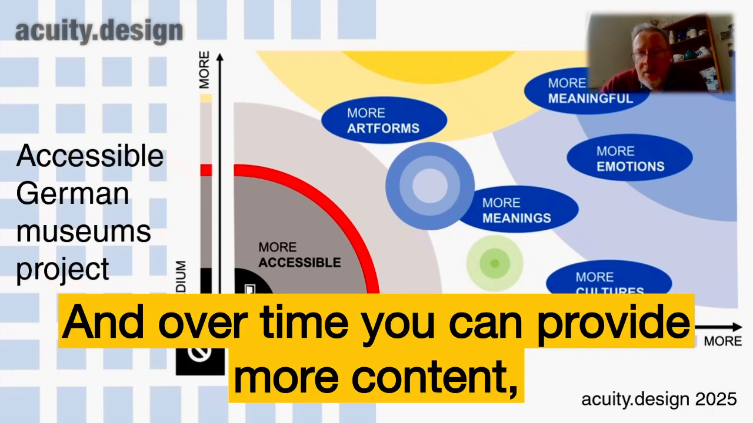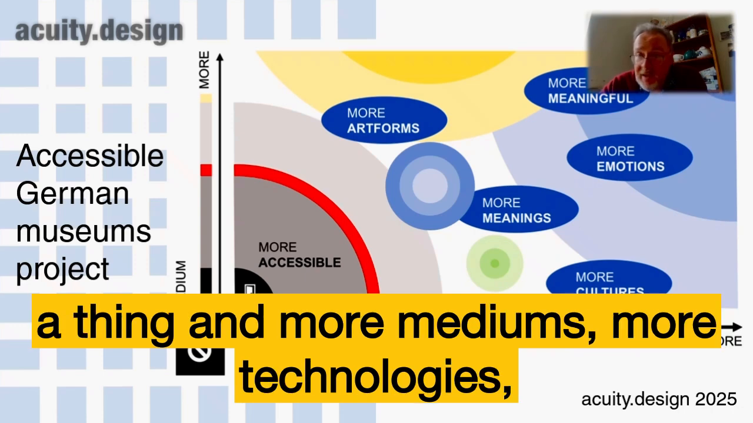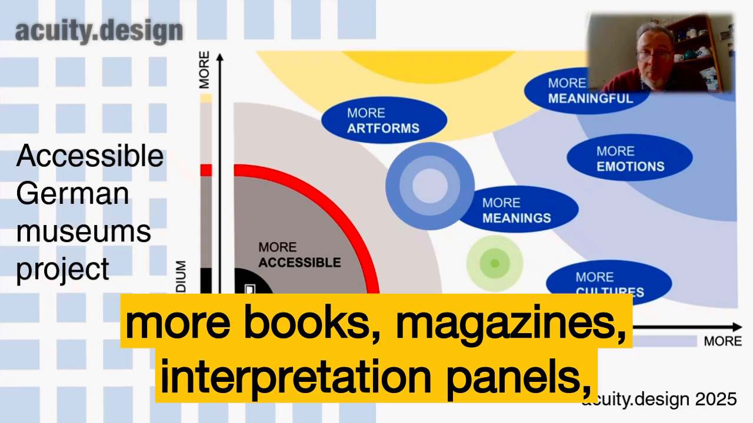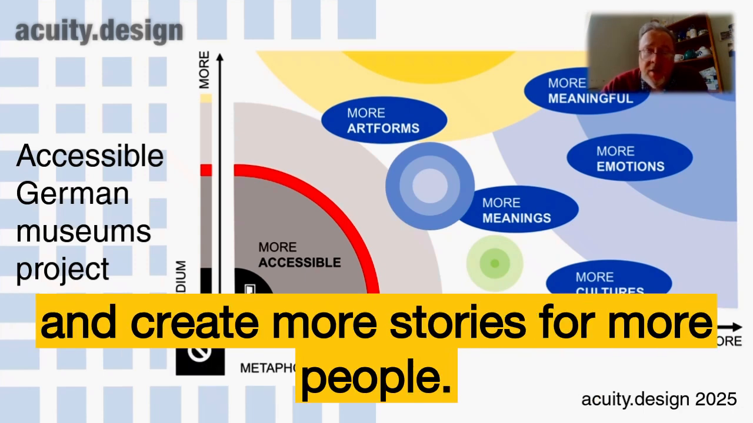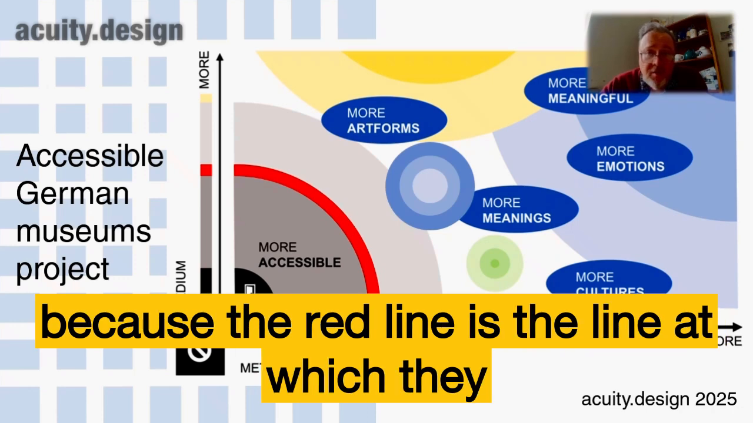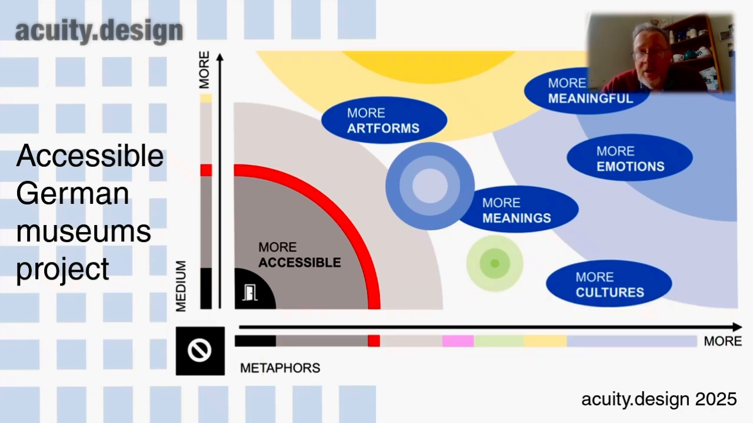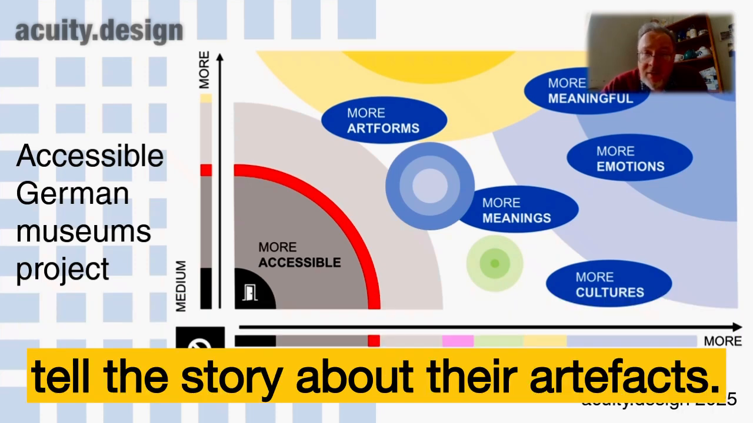And over time, you can provide more content, more metaphors, so more ways of talking about a thing, and more mediums, more technologies, more books, magazines, interpretation panels, however you think about it, in order to involve and create more stories for more people. However, a lot of organizations then stop at the red line, because the red line is the line at which they feel they're comfortable about how they can tell the story about their artifacts.